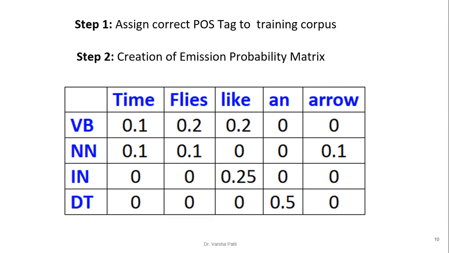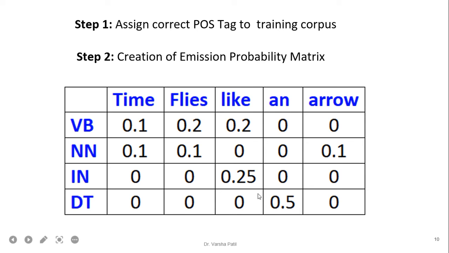When we write the emission probability matrix, we can write the unique tokens on this side or on that side, it does not make any difference. Now here the ambiguity is present for "time" because time can be a verb or a noun. Flies can be a verb or a noun. Like may be a verb or a preposition. For "an" there is no ambiguity, and even for "arrow" there is no ambiguity.